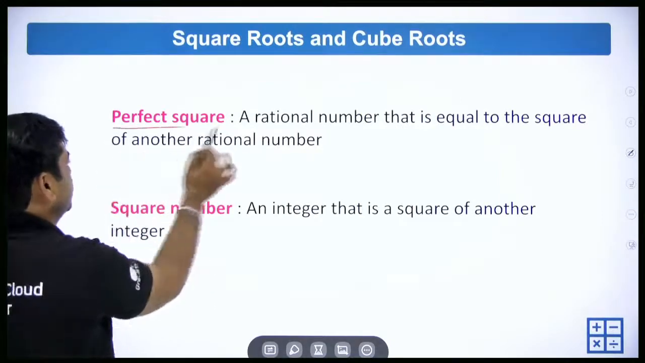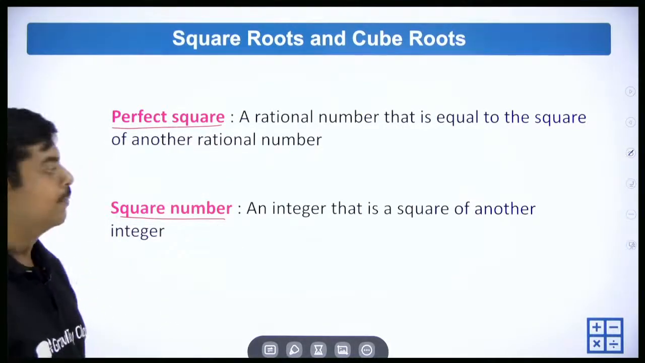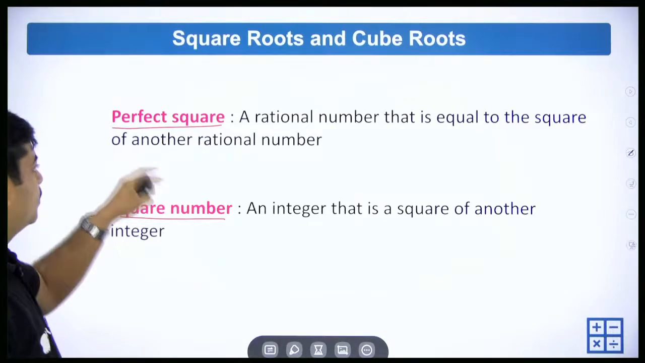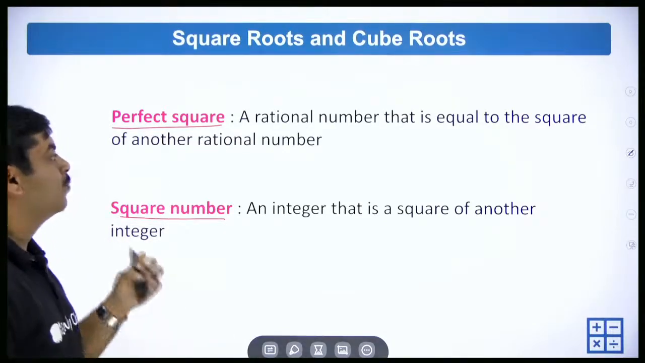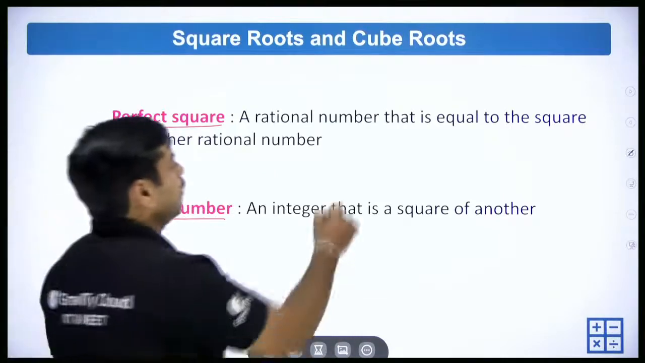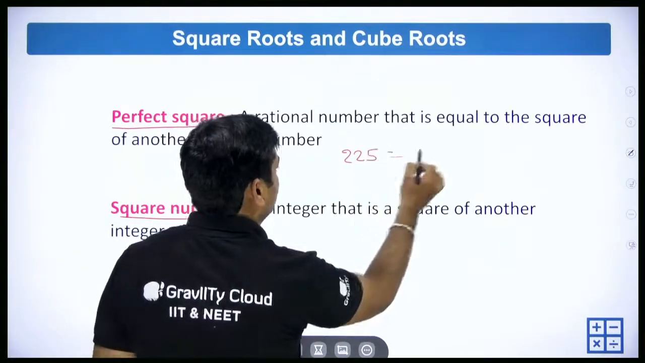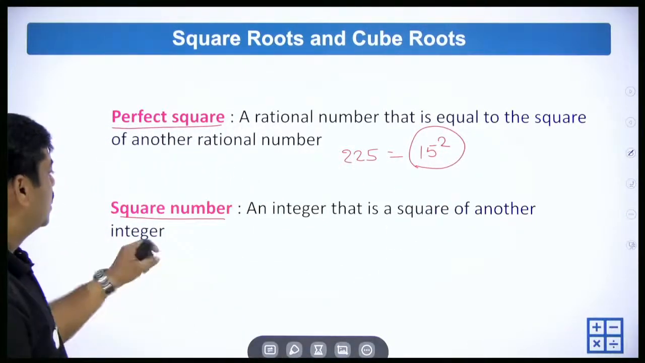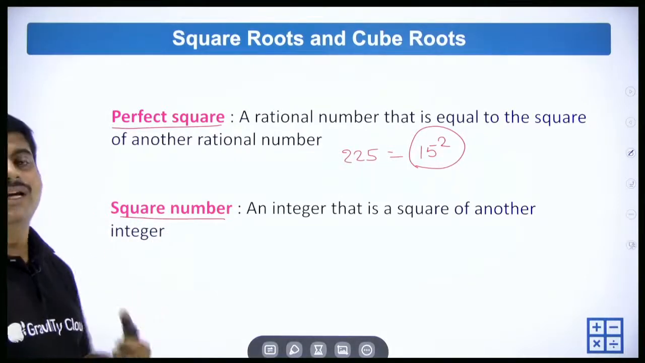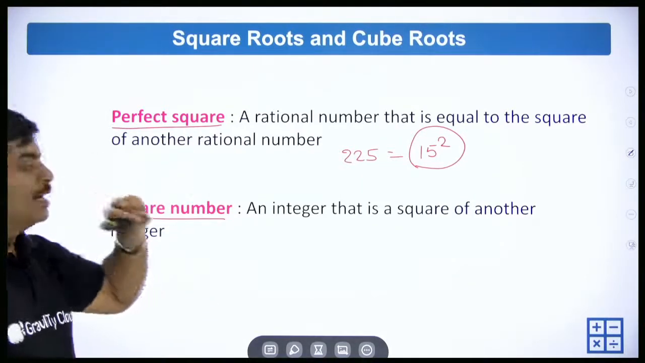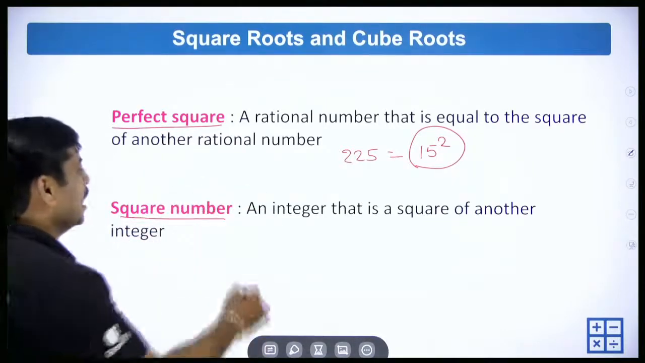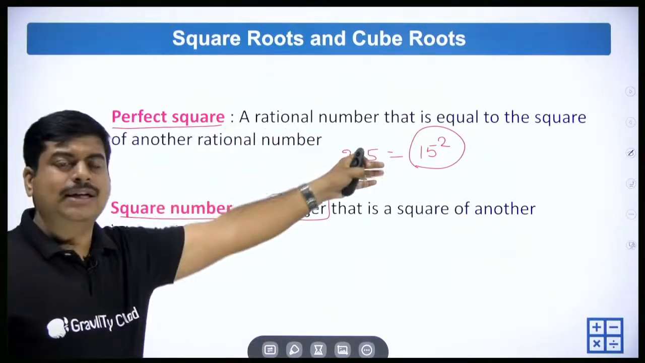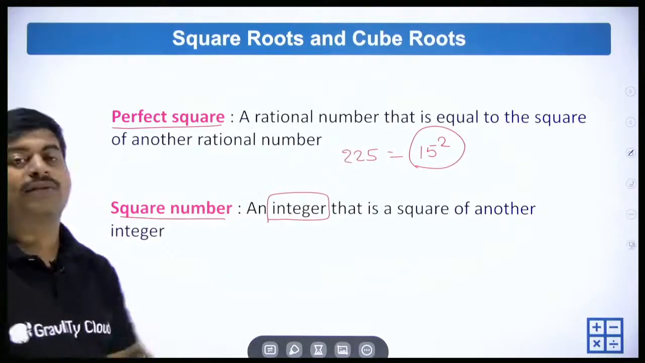Next, we are going to learn two things: perfect square and square number. What is a perfect square? A rational number that is equal to the square of another rational number. For example, we take 225, which is the square of another number, so we can say that it is a perfect square. Next, what is a square number? There is a difference between these two. A square number is an integer that is a square of another integer. The perfect square, you can have even decimals also, but not in the case of a square number.